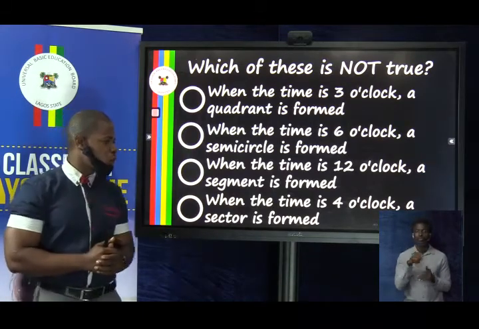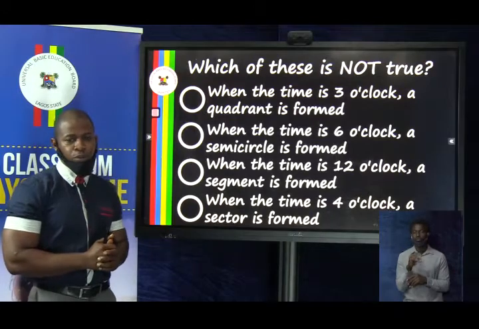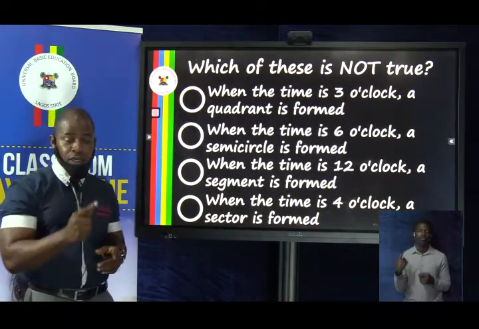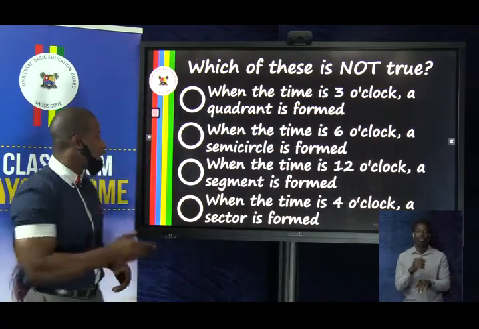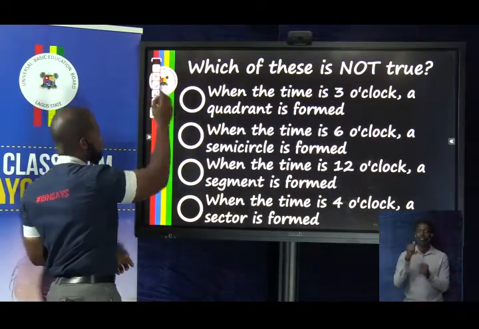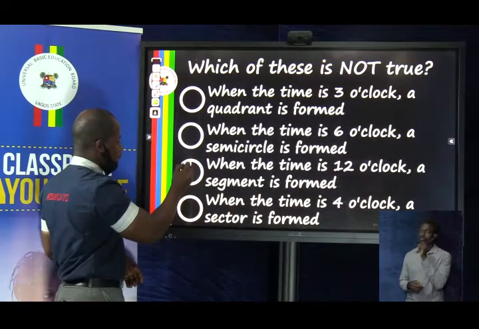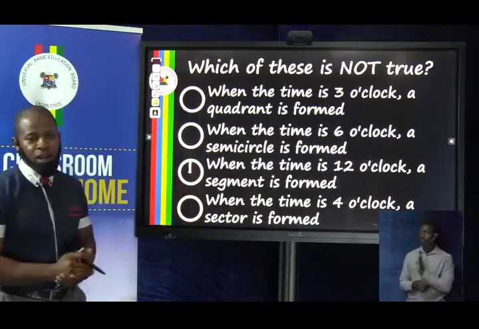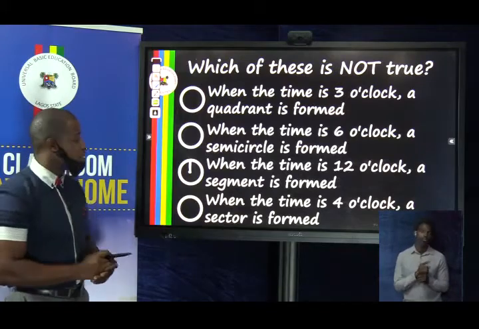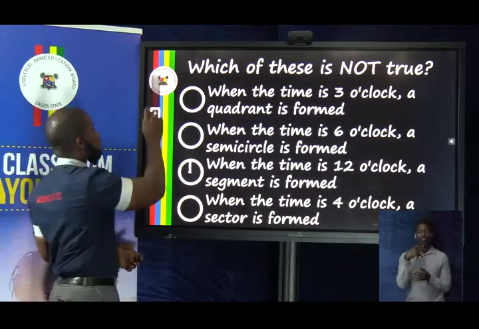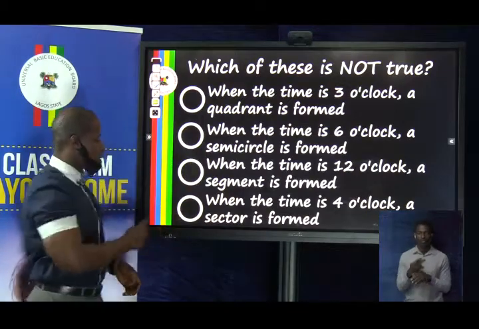When the time is 12 o'clock, a segment is formed? No. No shape is formed when the time is 12 o'clock. You only have the long line and the short line on top of each other like this. Okay, so let me use this circle. When the time is 12 o'clock, this is what you have, and this is just a radius. It is not a segment, so that statement is false, as you will see.